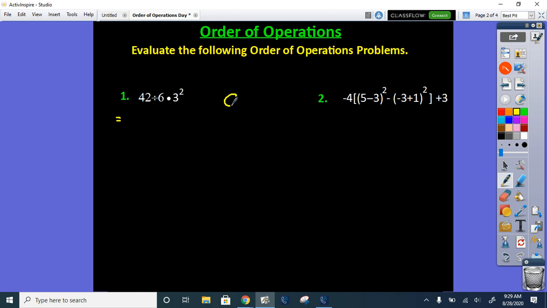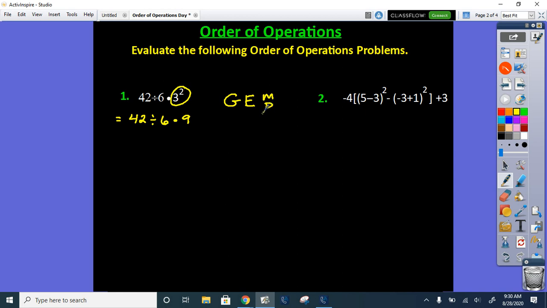So I'm looking through and I'm asking, do I have any grouping symbols in this expression? I don't. So then I start thinking to myself, do I have any exponents? And I do. I have this 3 squared. So that's where my focus goes. And then I just rewrite the 42 divided by 6. I also rewrite the multiplication there, and I only focus on 3 squared. 3 times 3 is 9. I continue. Do I have any more exponents? There are no more exponents in this line, which means now I look to multiply or divide.